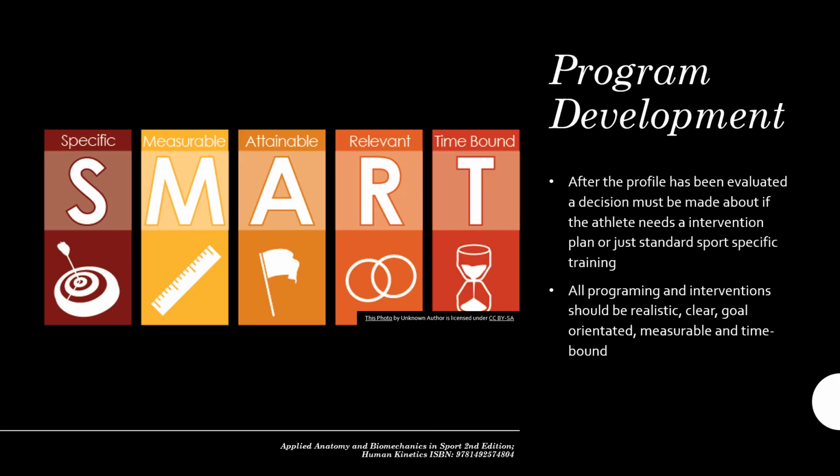So next, once you've gotten your profile pulled together, you know what things need to be worked on, you can actually develop your program. So you have to make a decision about if this athlete actually needs an intervention plan or they just need more standard sport-specific training. But when you make this program, make sure all of your interventions and your program goals need to be realistic, clear, orientated, measurable, and time-bound. You may have heard of this as a SMART goal. Basically, this makes sure all of our goals have the ability to be measured and tracked over time.